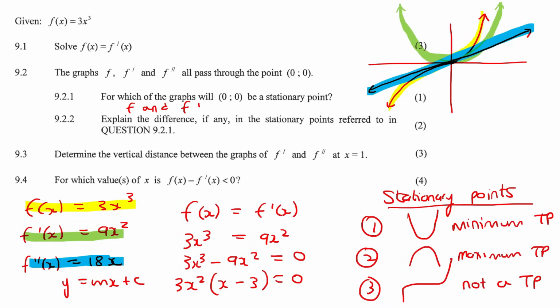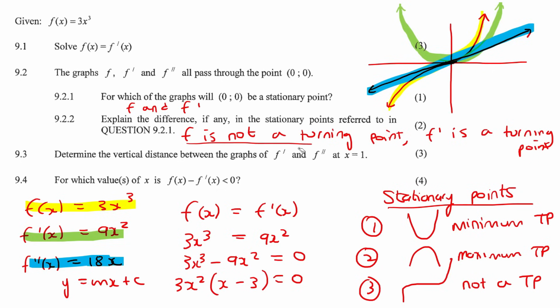Okay? And so we could say that f is not a turning point, whereas f prime is a turning point. Or you could say f does not have a turning point and f prime has a turning point. And by the way, when you get one that looks like this, then that is automatically going to be an inflection point. So we could even add here, f is not a turning point.